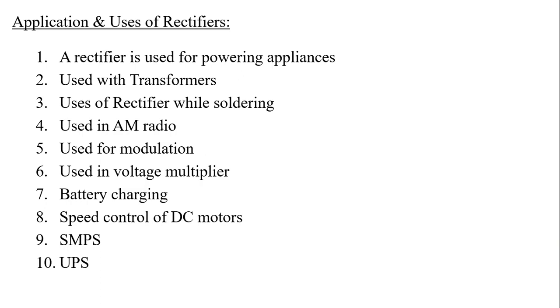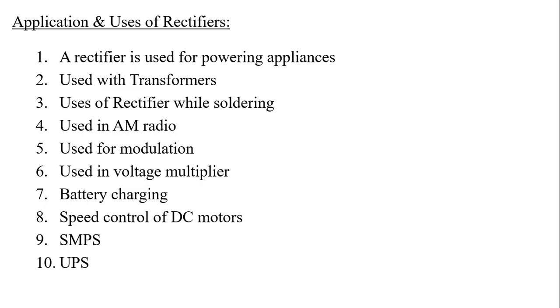First one, the rectifier is used for powering appliances. Yes, we are aware that all electrical appliances use a DC power supply to function. Using a rectifier in the power supply helps in converting AC to a DC power supply. Bridge rectifiers are widely used for large appliances, where they are capable of converting high AC voltage to low DC voltage.